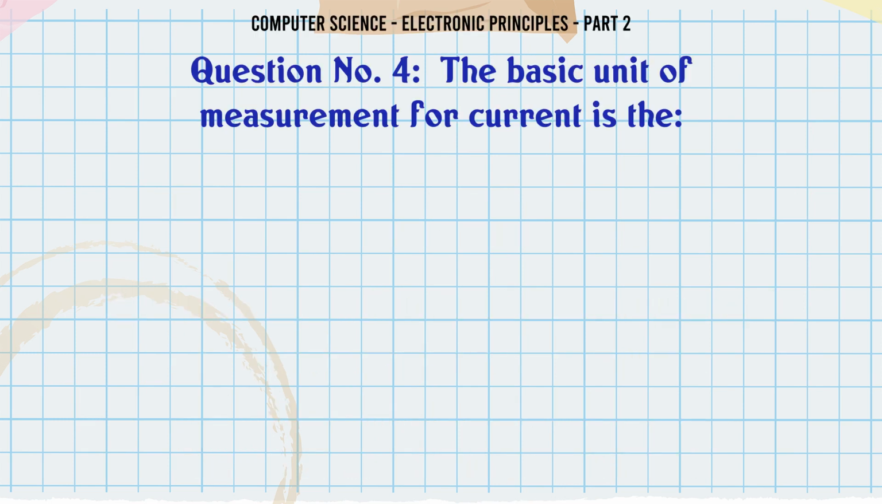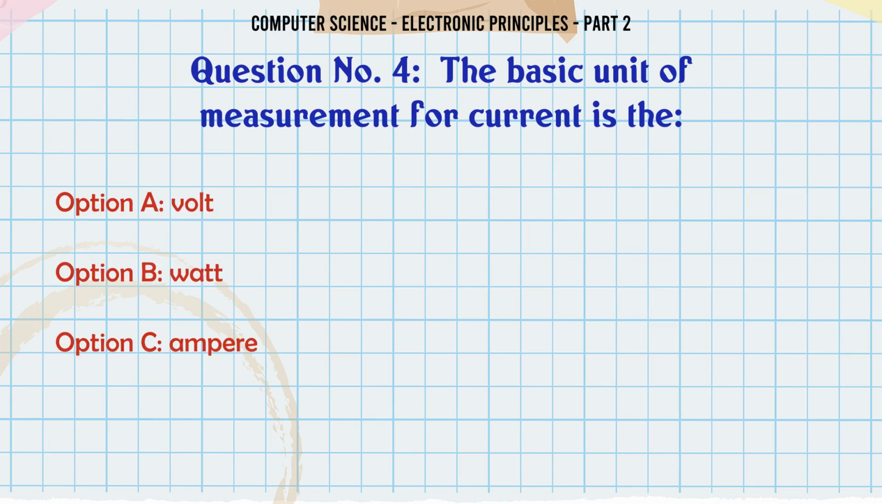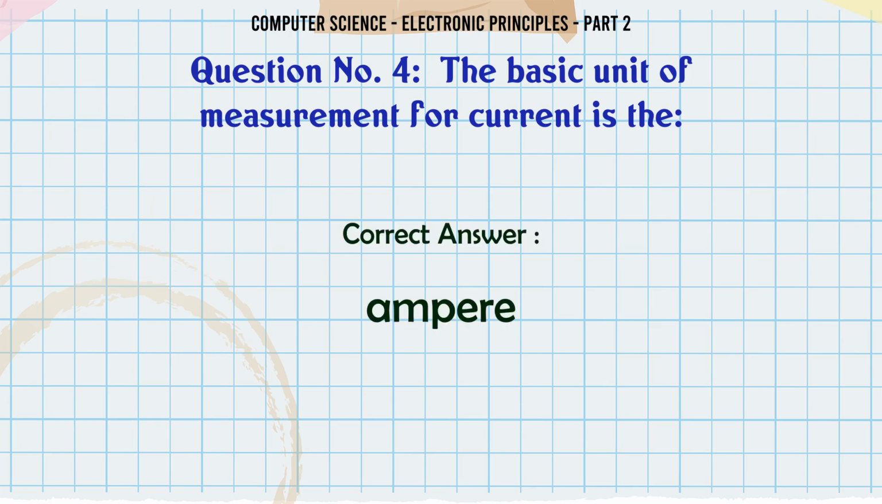The basic unit of measurement for current is the A. Volt. B. Watt. C. Ampere. D. Ohm. The correct answer is ampere.